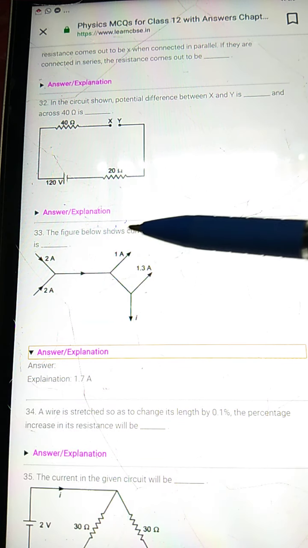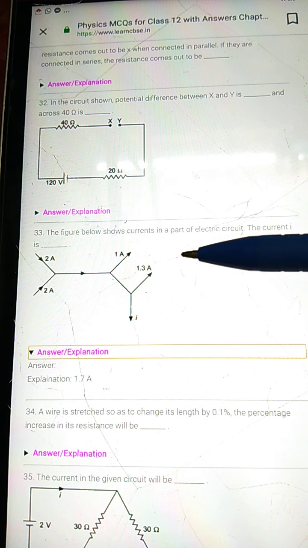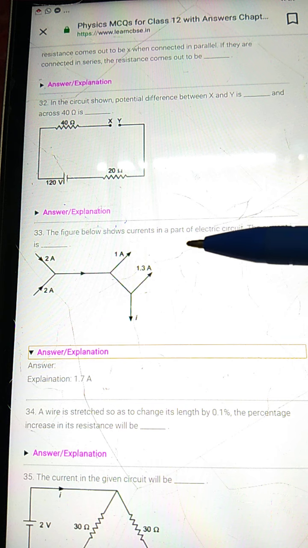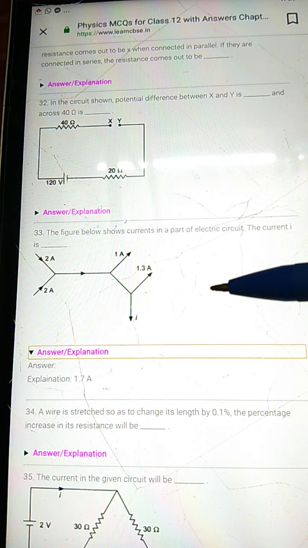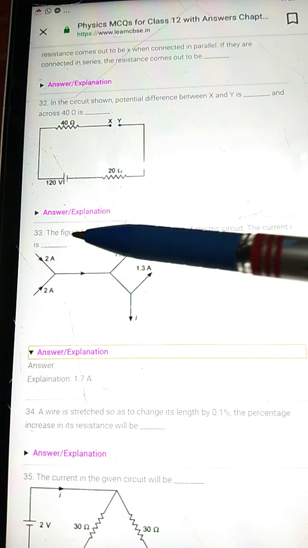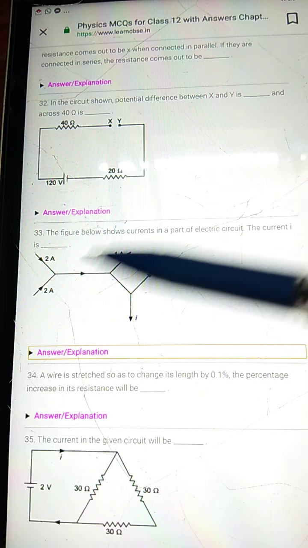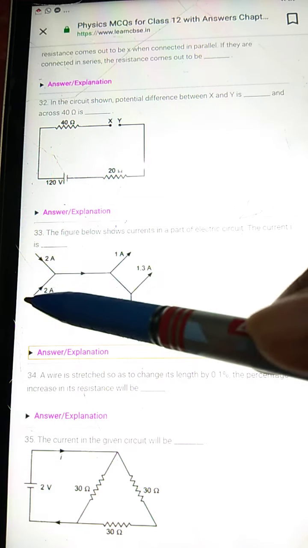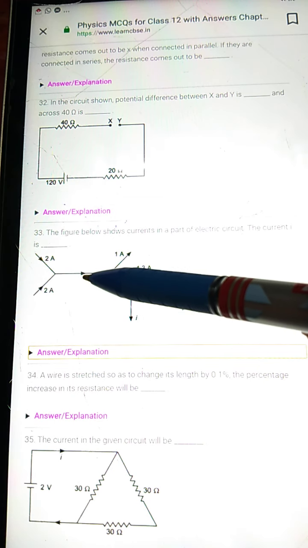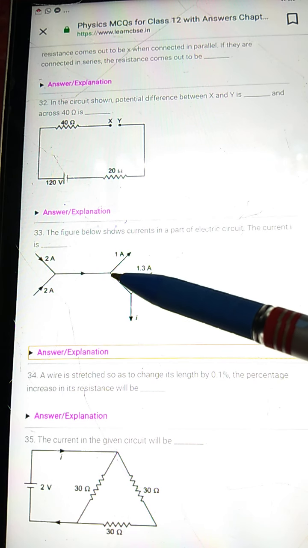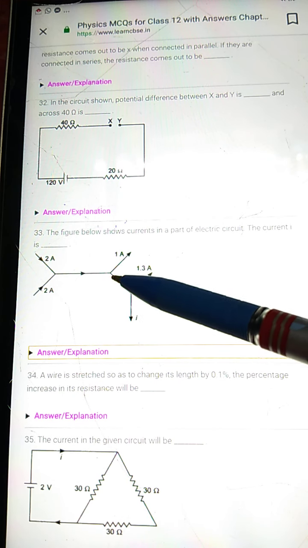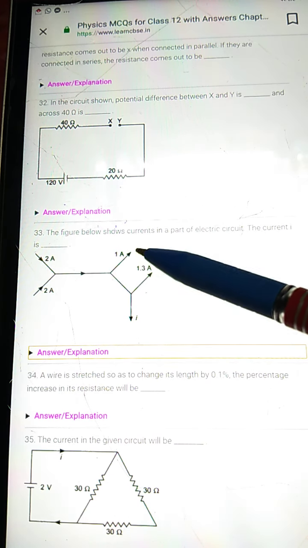Question number 33. A good question. We have to use Kirchhoff's junction rule, and we are asked to fill the blank. So you can see here 2 ampere and 2 ampere current is coming at this junction. So here net current is going to be 4 ampere. Clear? And at this junction net current is going to be 4 ampere, and 1 ampere is going this side. So out of 4 ampere, 1 ampere is going through this side.